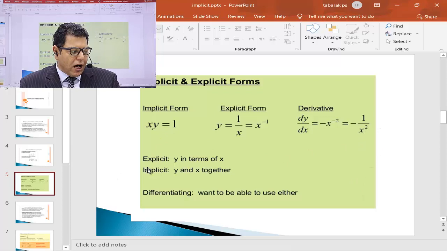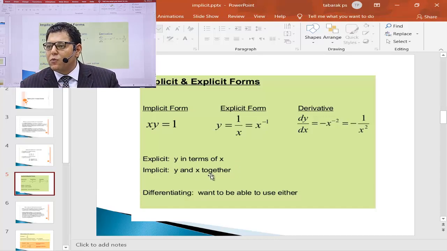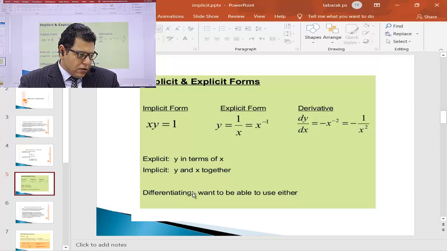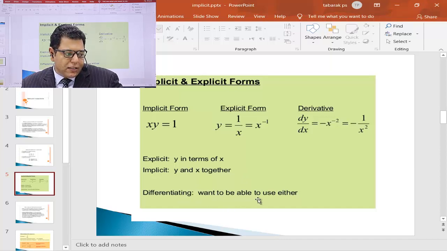So in general, you have to know that explicit means y in terms of x, and implicit means y and x together. That is the difference between explicit and implicit.